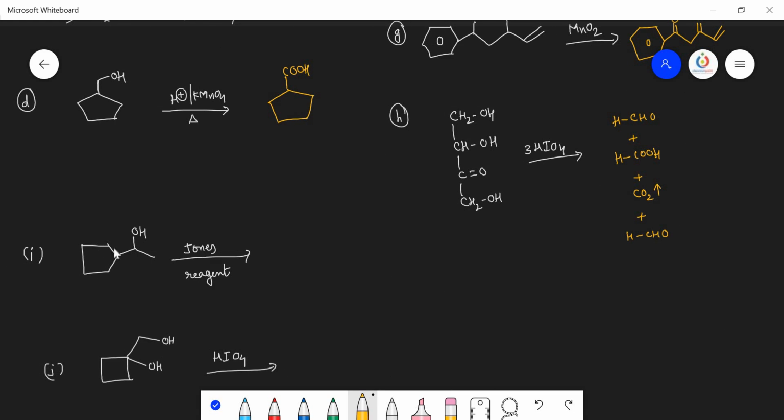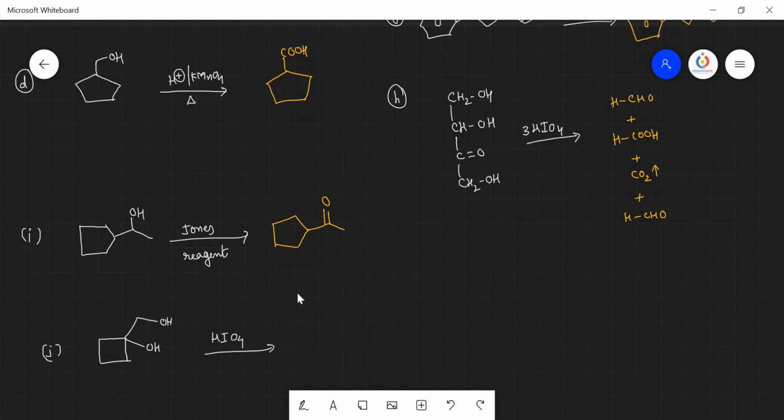And Jones oxidizing reagent, secondary alcohol. So with a secondary alcohol, the ultimate product is ketone, whether you use a strong oxidizing agent or a weak oxidizing agent. But you must know Jones reagent is an oxidizing agent, not a reducing agent. Keto group. Now HIO4 is there.